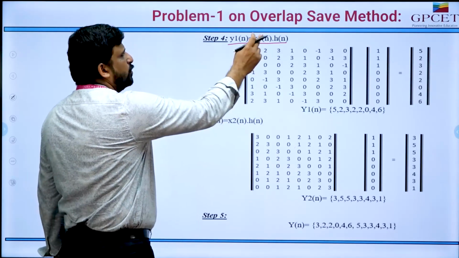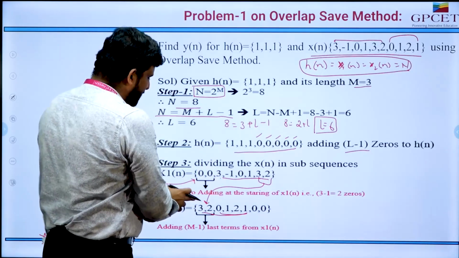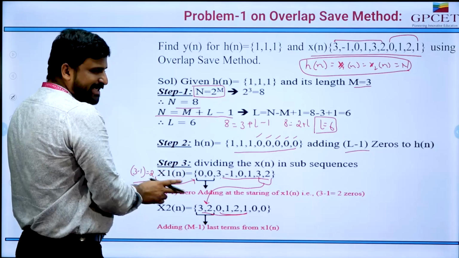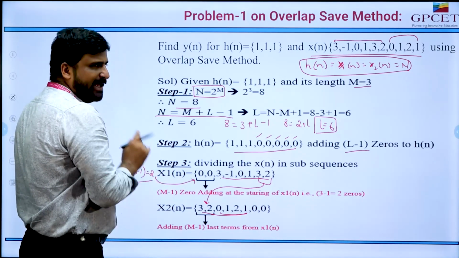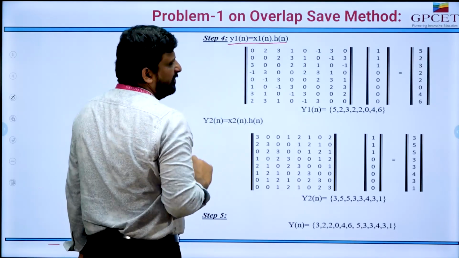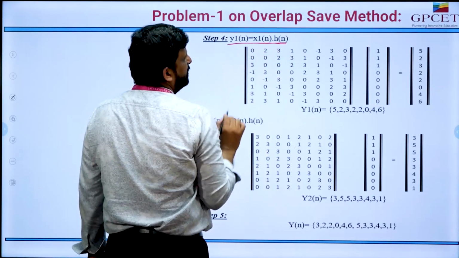Why? Because for the x2 sequences we have to find y1 of n and y2 of n. Because we have divided the sequence into 2 subsequences, 2 sequences have been formed, x1 of n and x2 of n. So for that I need to find out the values of y1 of n and y2 of n. Similarly, y1 of n is equal to x1 of n convolved with h1 of n.